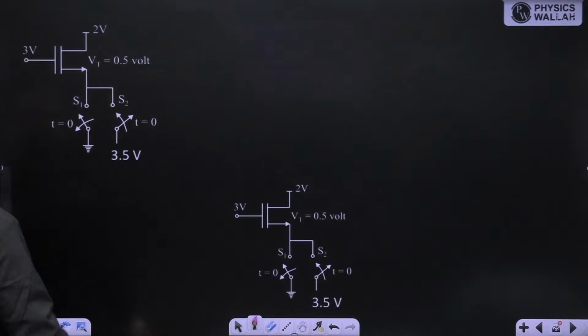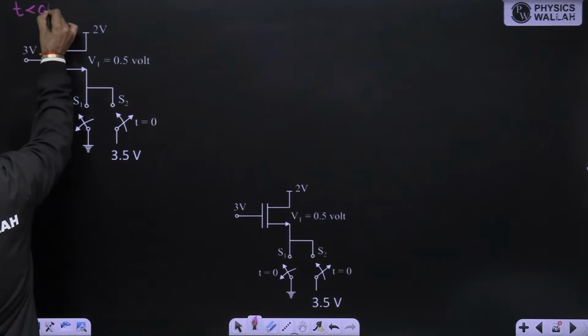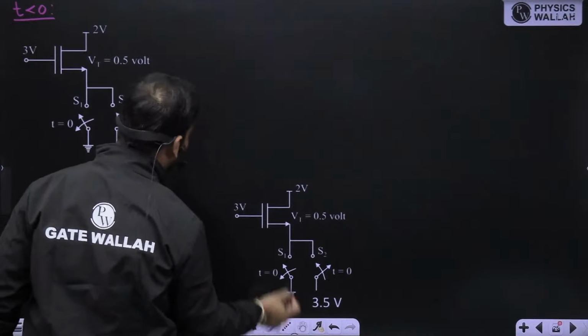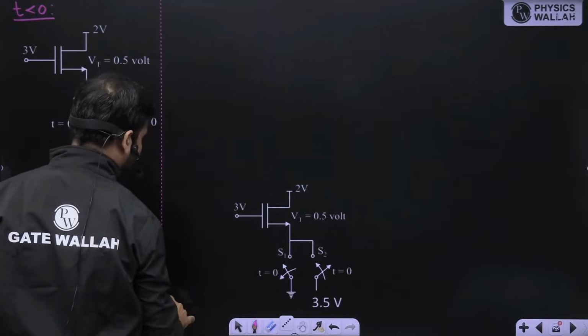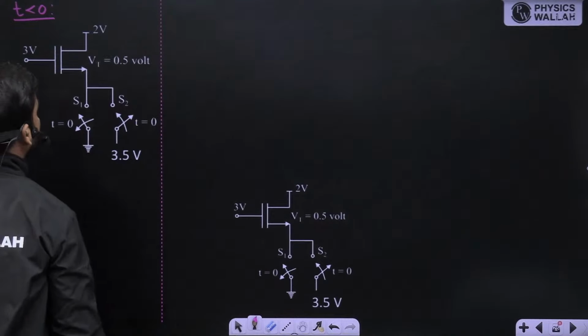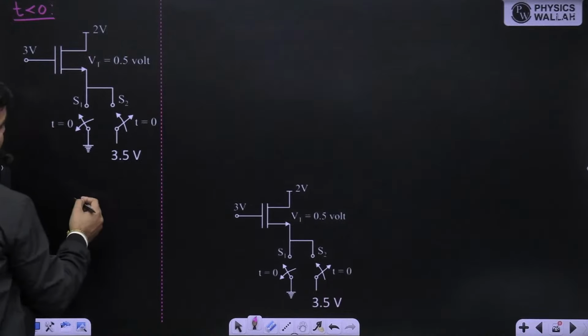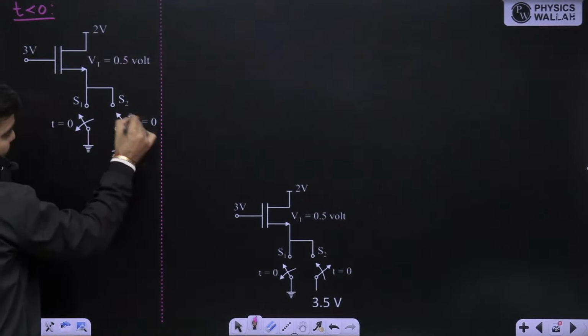Okay, let's solve it. So at t less than 0, what is happening in the circuit? Let's do that first and then we will solve for t much greater than 0. So at t less than 0, what is happening? At t less than 0, this switch was closed and this was open.